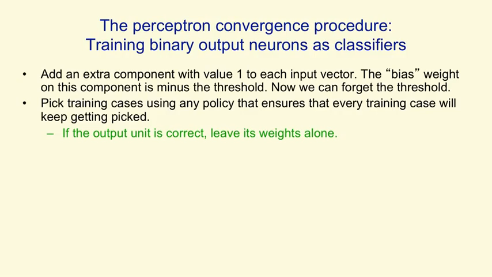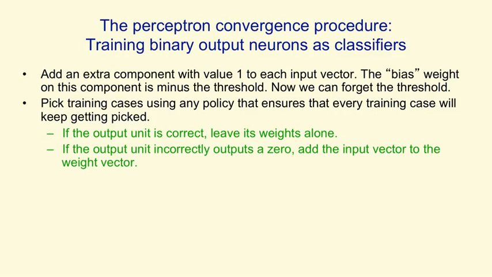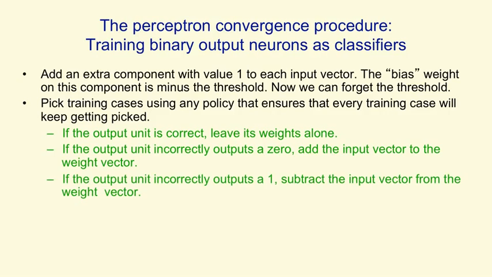Now, having picked a training case, you look to see if the output's correct. If it is correct, you don't change the weights. If the output unit outputs a 0 when it should have output a 1, in other words, it said it's not an instance of the pattern we're trying to recognize, when it really is, then all we do is we add the input vector to the weight vector of the perceptron. Conversely, if the output unit outputs a 1 when it should have output a 0, we subtract the input vector from the weight vector of the perceptron.